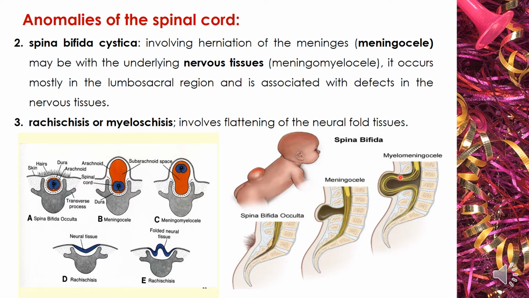Now, the third, rachischisis or myeloschisis, involves a flattening of the neural fold tissue. You can see the flattening of the neural fold tissue.